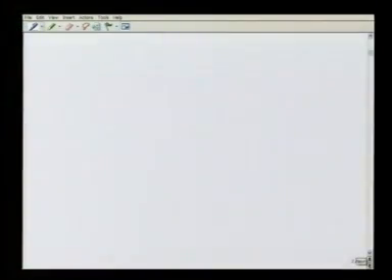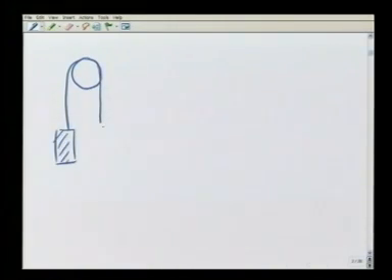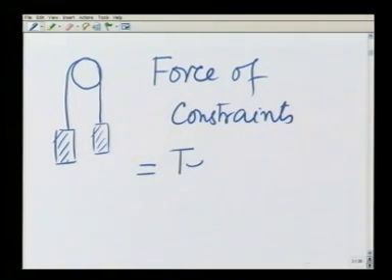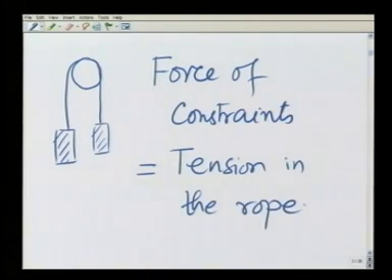You may have solved this problem time and again in your previous courses, but what I want to focus on here is how to really deal with it from the constrained motion point of view. And therefore, first thing I am going to do is see what is causing the constraint. The constraint is caused by this rope that forces the 2 masses to move together. What is the force of constraint here? The force of constraint that really makes the masses move together is nothing but the tension in the rope. So, tension in the rope is the one that keeps these masses together.